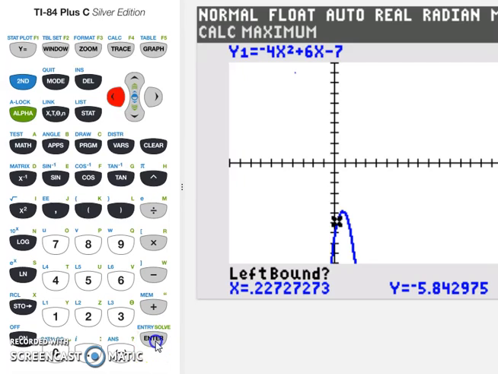I'm going to hit enter. I'm going to go to the right, and I'm going to hit enter. And I'm going to hit enter again. And then it gives me my maximum. So I have 0.75, comma, -4.75.